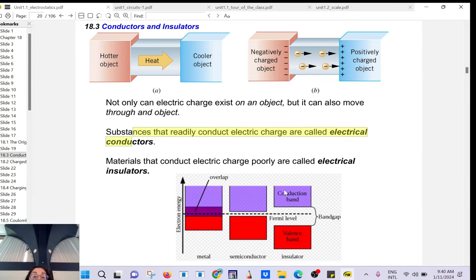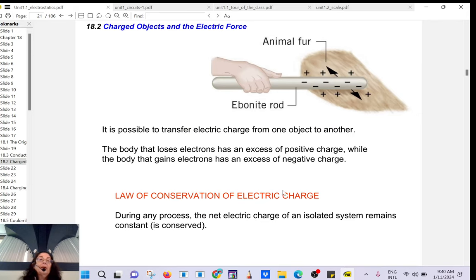Okay, so we already talked about conductors, insulators, semiconductors, so I'm going to skip that. Okay, so the fun part, the only fun part of the unit, is about understanding electrostatics, and you do have conceptual questions in the test.